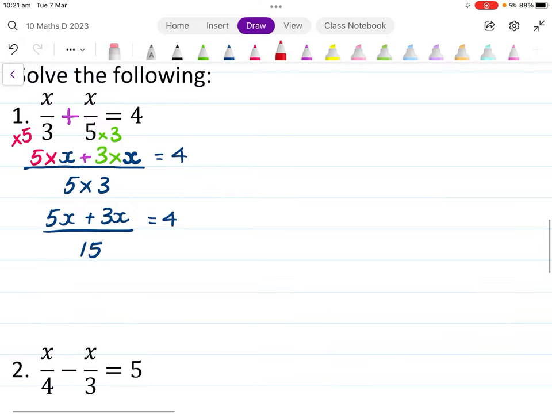What I want to do is get rid of that all over 15. So I'm going to multiply both sides of my equation now by 15.